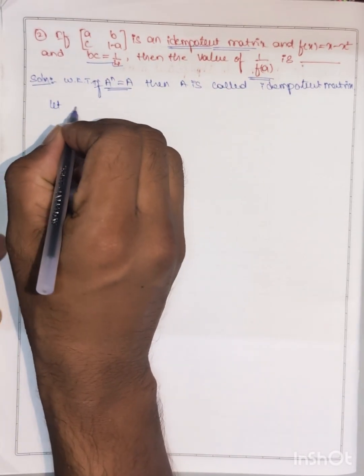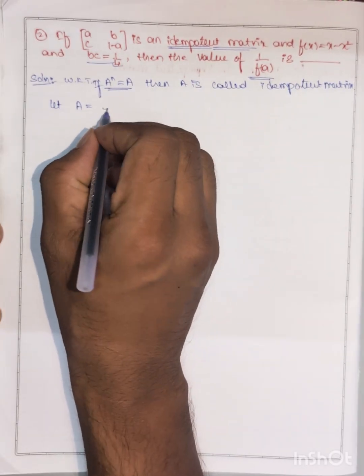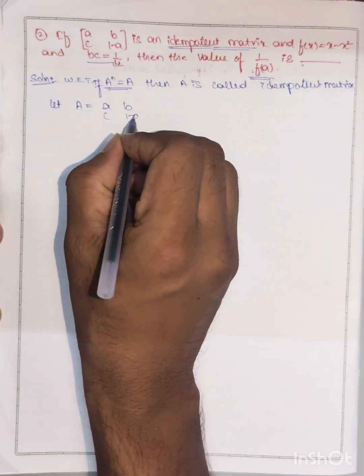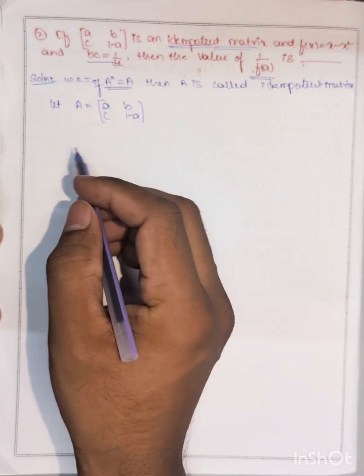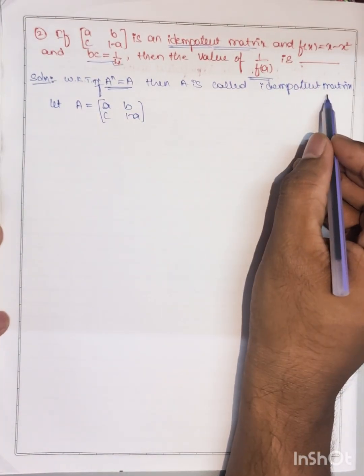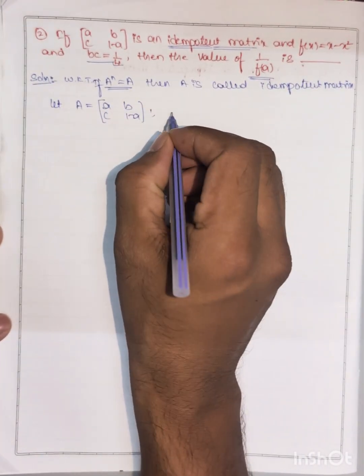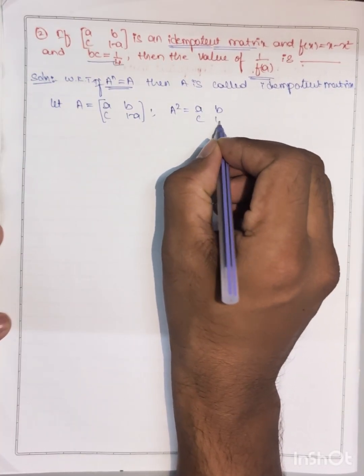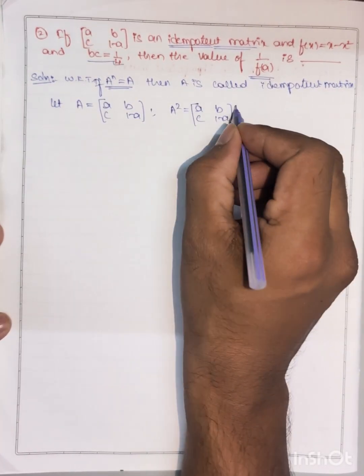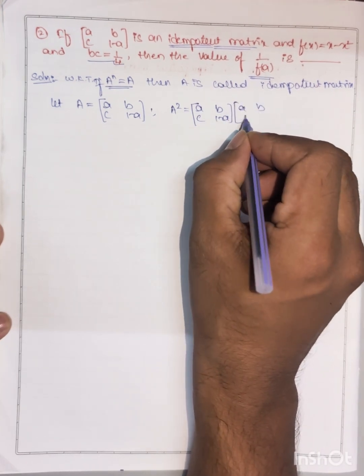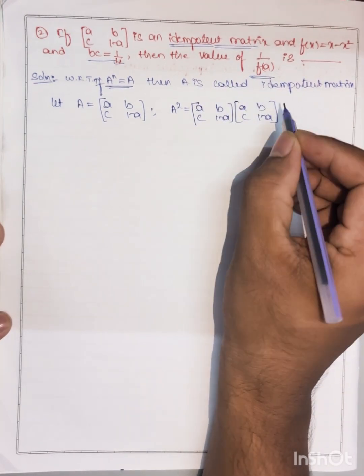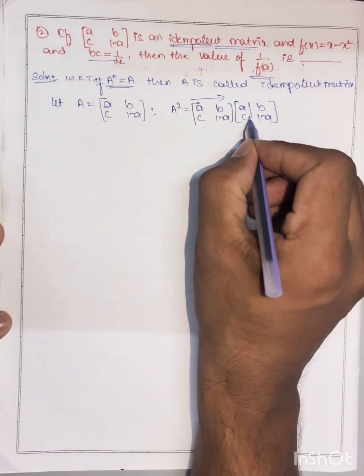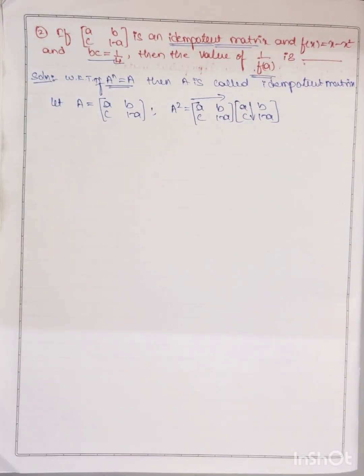Now we are assuming that the given matrix is A. So let A = [[a, b], [c, 1 minus a]]. Since we have already considered the condition for idempotent matrix, that is A to the power n is equal to A, let us find the value of A squared, which means we are about to do matrix multiplication by multiplying the given matrix twice. We all know very well how to do matrix multiplication, that is multiplying row into column with the corresponding elements.